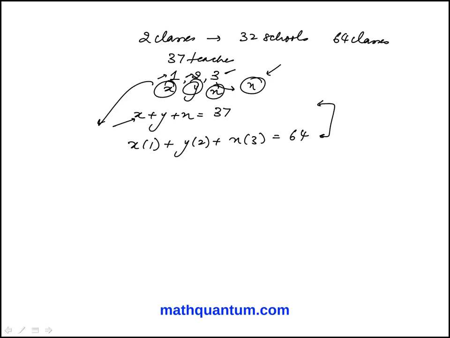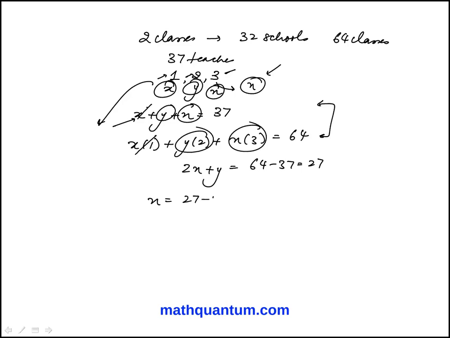So I'm going to subtract the top one from the bottom. So the x term would drop out. I'm going to get 2n plus y, because I have a 3n here and an n, 2y and a y, is equal to 64 minus 37, which is 27, which means n is (27 minus y) over 2.